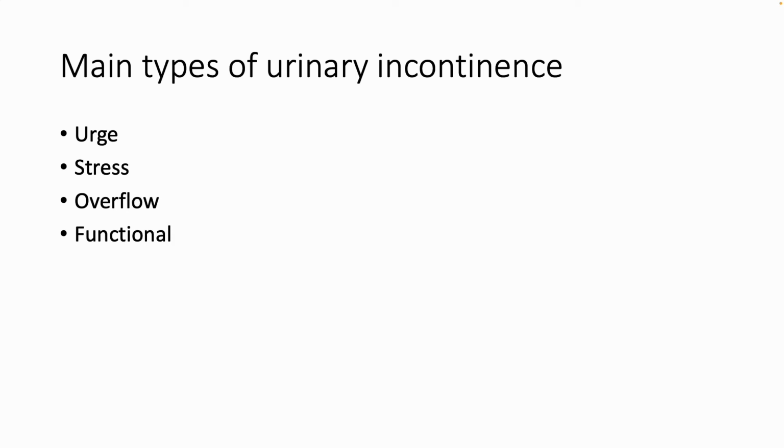In today's video, I'll be giving you a brief overview of urinary incontinence. So the main types of urinary incontinence are urge, stress, overflow, and functional incontinence. Now I would like to spend some time on each one of those types.